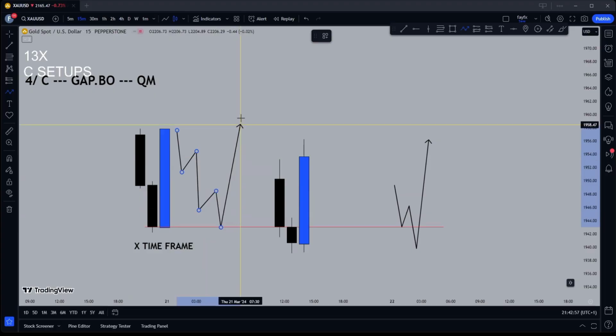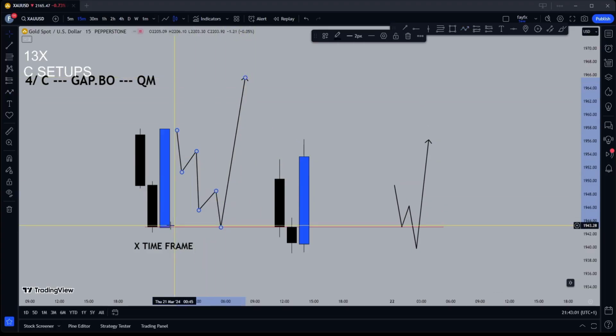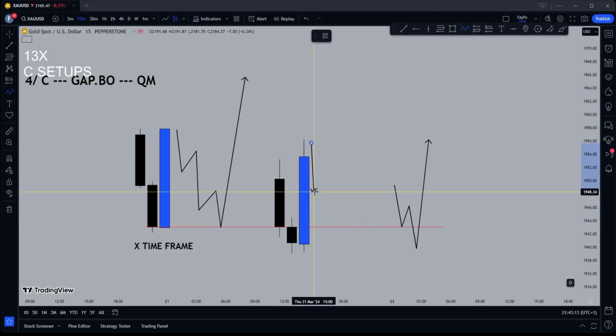level, the flag, fresh level at X time frame, fresh gap breakout at one time frame lower.